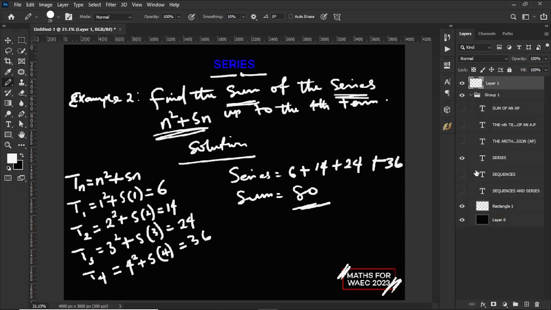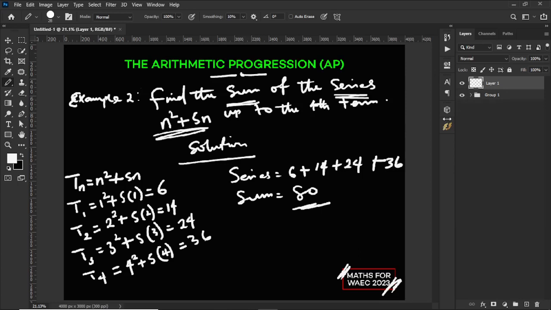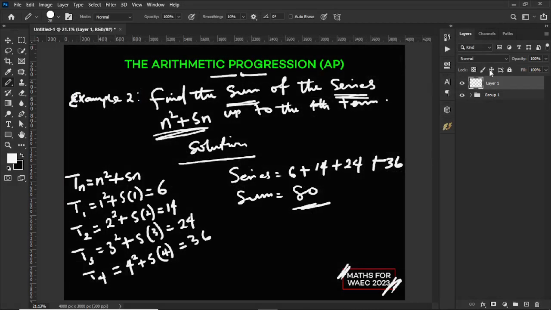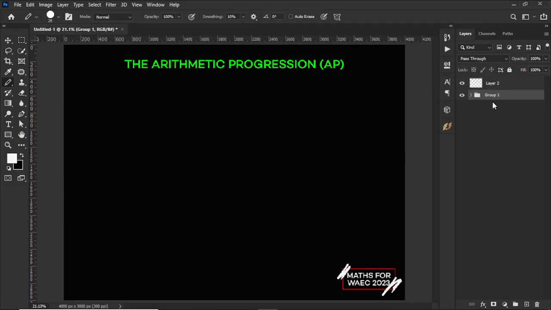So we'll move to the next heading now, which is arithmetic progression, AP. Can I clean this now? Yes, sir.